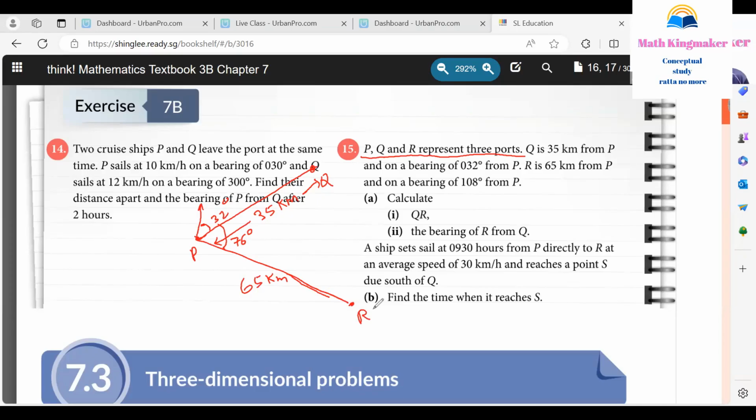Now you have to calculate QR. QR is easily calculated because they have given the angle in front. The side in front can be calculated if the other two sides are given. By which rule? Sine, cosine rule. Cosine.